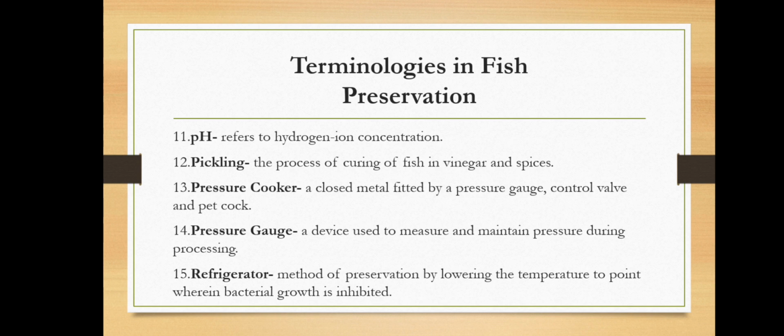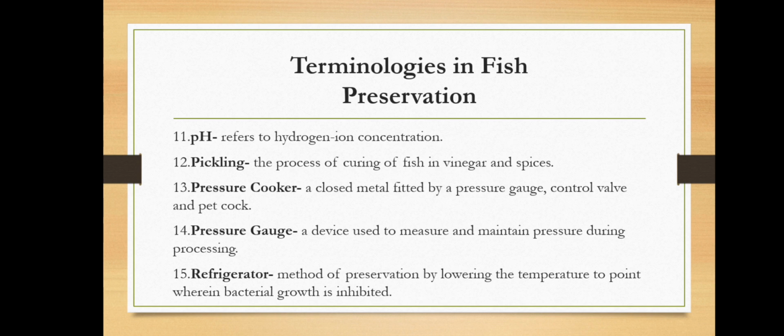Next is pH. pH refers to the hydrogen ion concentration in a solution. In the context of fish preservation, monitoring pH levels is crucial to understanding the acidity or alkalinity of the environment. Maintaining the right pH is important in pickling processes, where the acidity of the solution helps inhibit microbial growth and contributes to the distinctive flavor of the preserved fish.